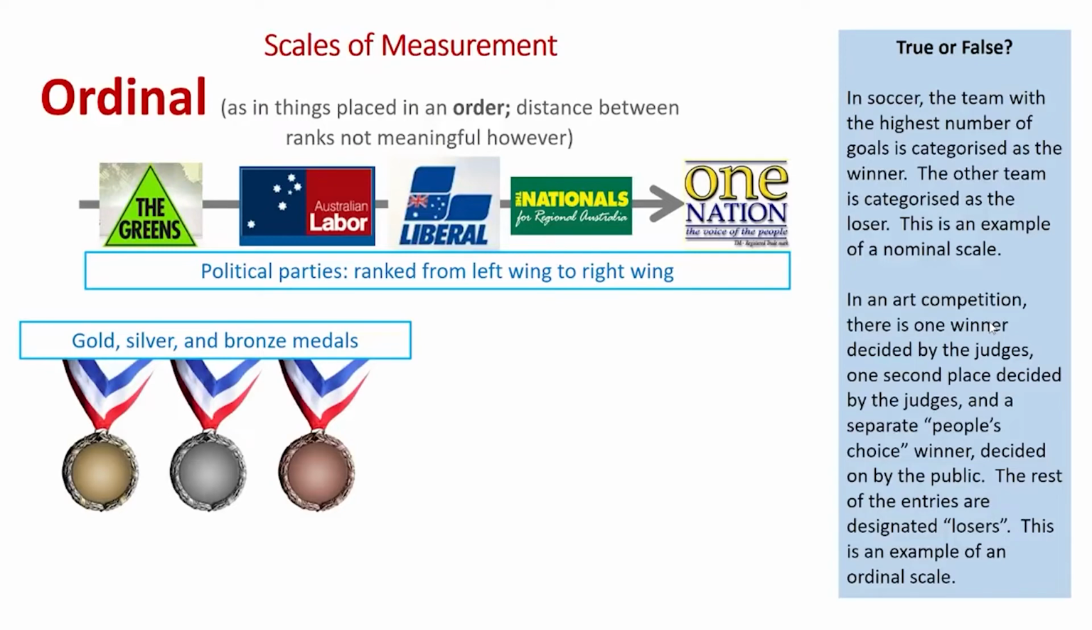In sports, where we hand out gold, silver and bronze medals, again, that's another example of an ordinal scale where the order of those medals is meaningful.